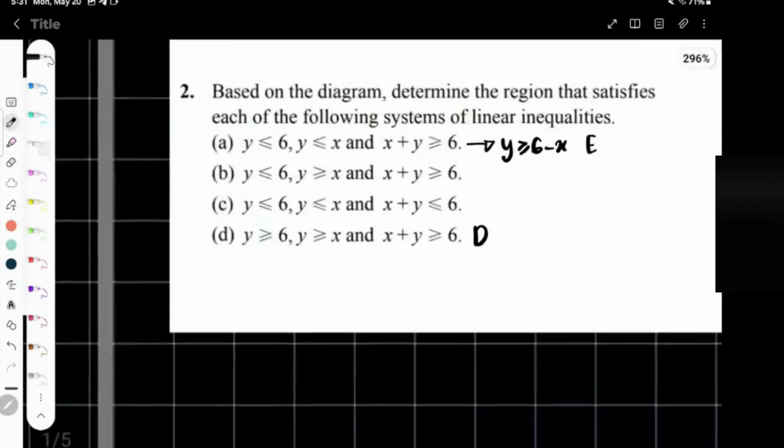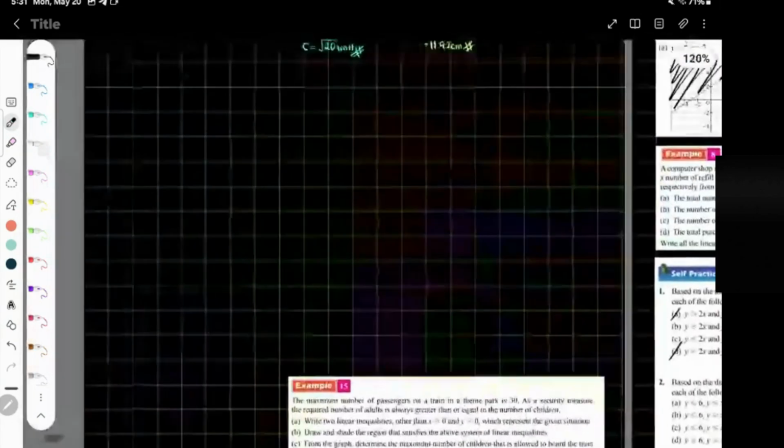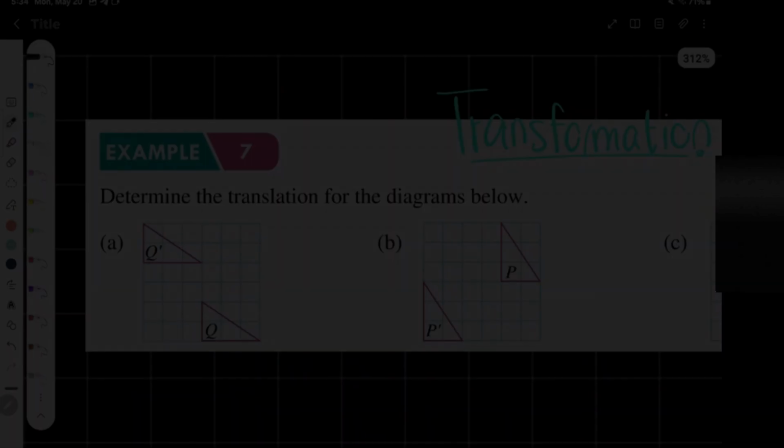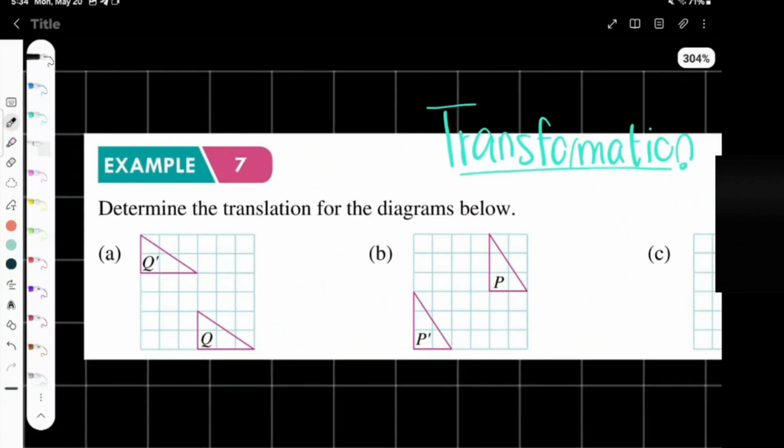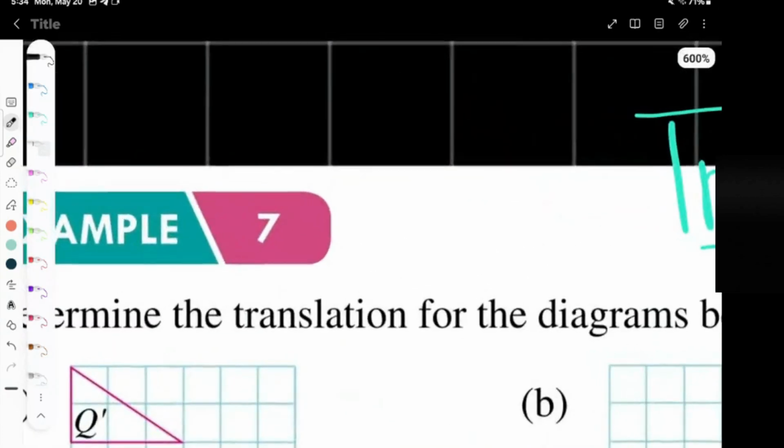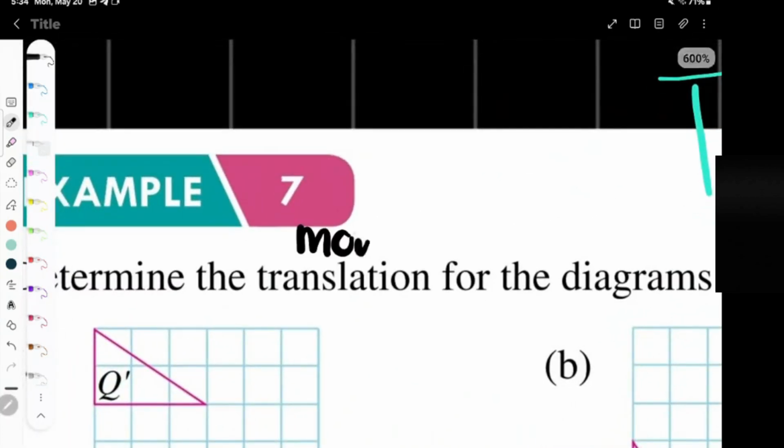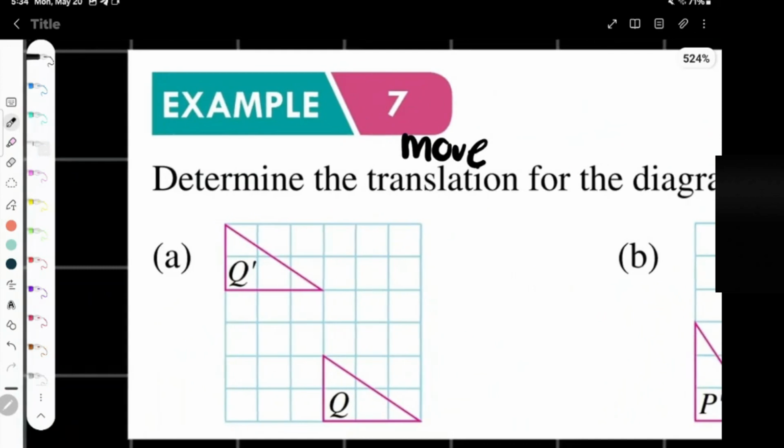Correct. Okay. Now let's move on to the next one before we end the class today. Now, determine the translation for the diagram below. So we are going to learn about translation. Translation basically means move. Make sure it moves. It doesn't change the shape. It doesn't change the size. Okay, only move.